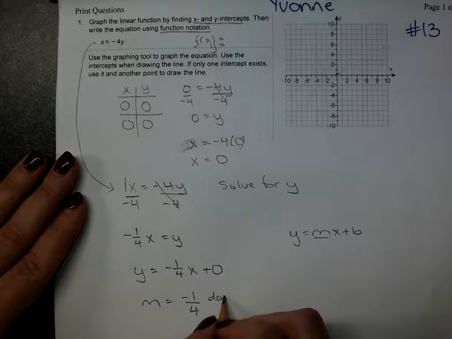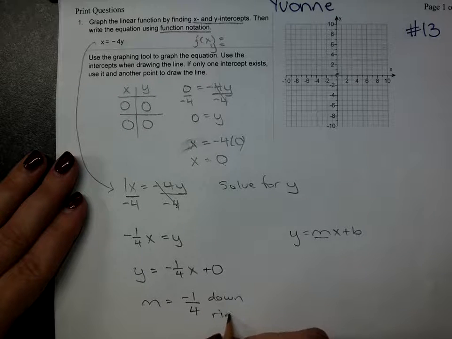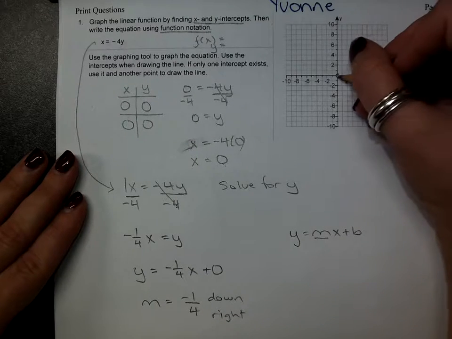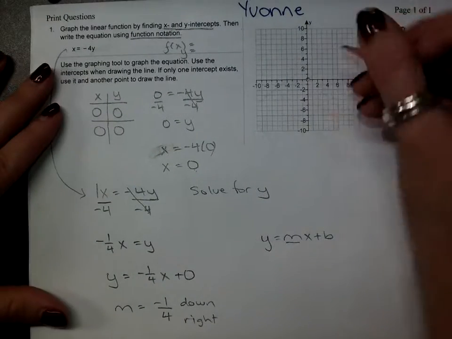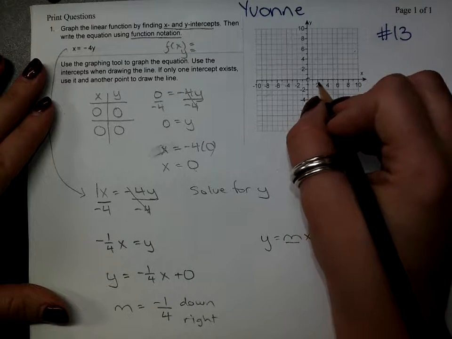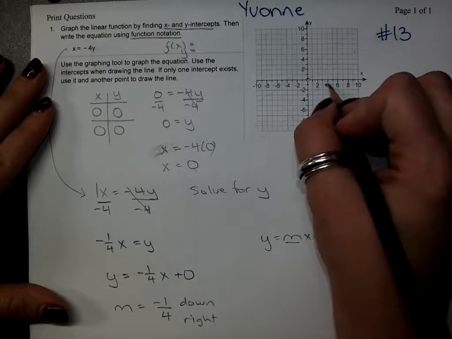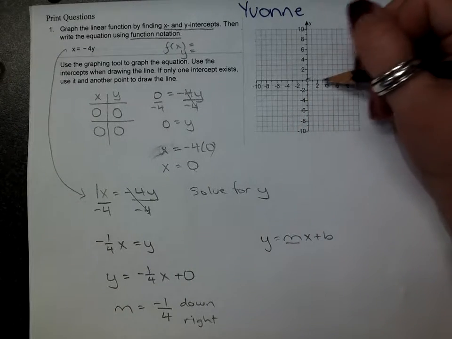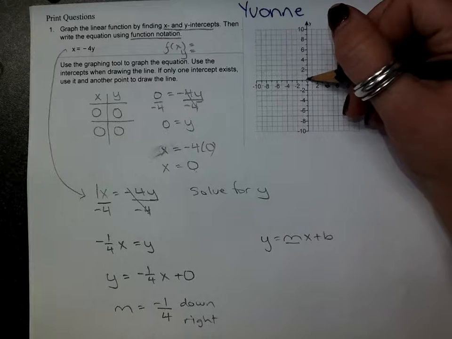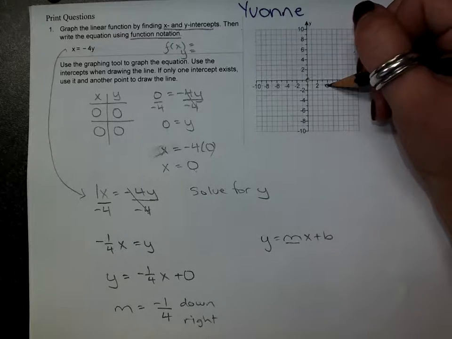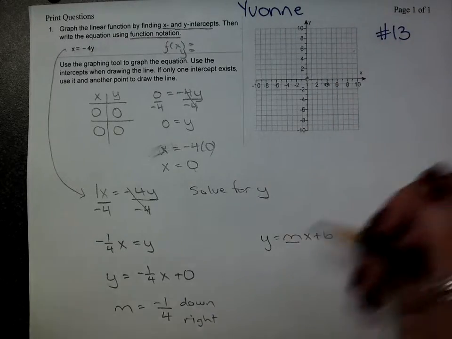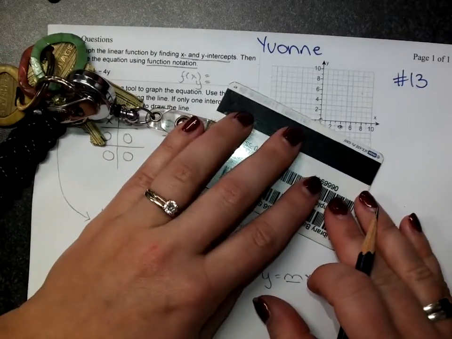But my slope is negative 1/4. So I'm going to go down 1, and I'm going to go right 4. So from 0, 0, I'm going to go down 1, and I'm going to go to the right 4. 1, 2, 3, 4. And on the computer, you only need 2 points. So 0, 0, and then down 1, right 4 puts you at 4, negative 1, which can be your second good point. And the computer will automatically draw you a line.